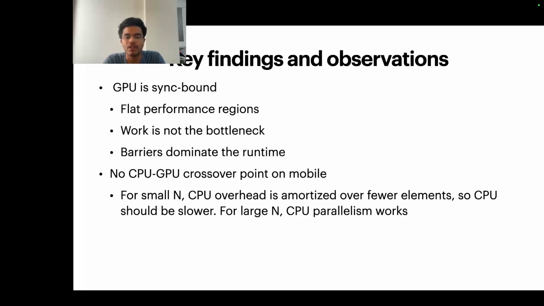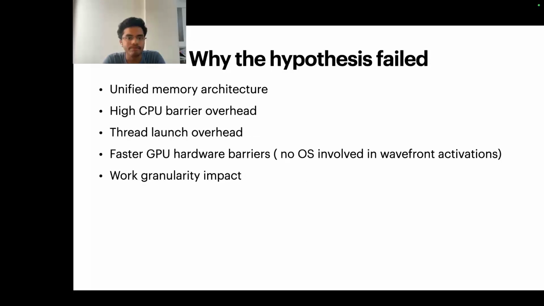There's no CPU-GPU crossover point on the mobile as per this experiment. So that means CPU overhead is kind of amortized across small values of n. So CPU should be slower. And for larger n, CPU parallelism works, but then GPU is much more parallel, so it's much faster. The hypothesis could have failed for the following reasons.